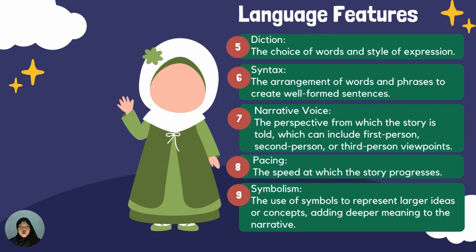Fifth is diction, the choice of words and style of expression. And sixth is syntax, the arrangement of words and phrases to create well-formed sentences. And seventh is narrative voice, the perspective from which the story is told, which can include first person, second person, or third person viewpoints. And eight is pacing, the speed at which the story progresses. Nine is symbolism, the use of symbols to represent larger ideas or concepts, adding deeper meaning to the narrative.